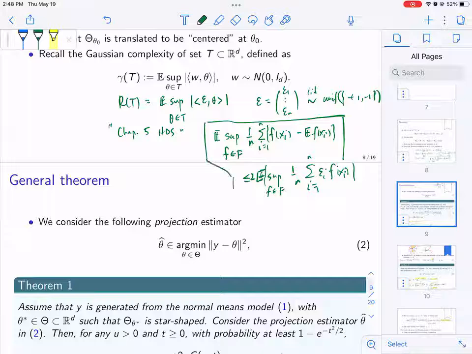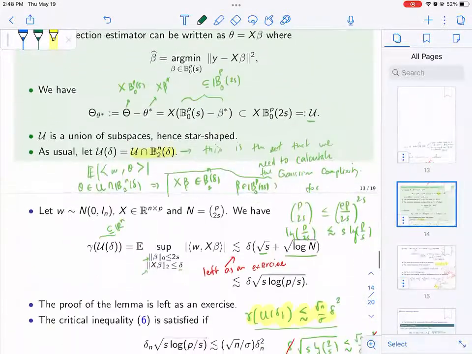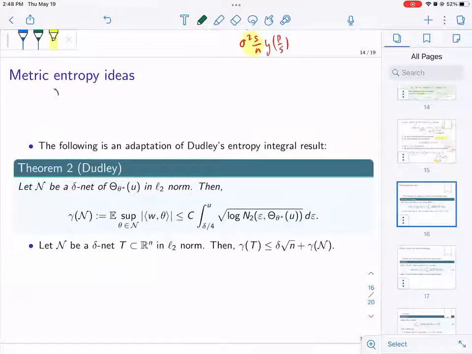It's a good question, but let's not worry about this for now. They're related. So we want to control the Gaussian complexity, and it turns out that the Gaussian complexity, this is a version of it. A simpler version is just something like gamma(T), which is the expectation of the supremum over t in T. So this is Dudley's integral.